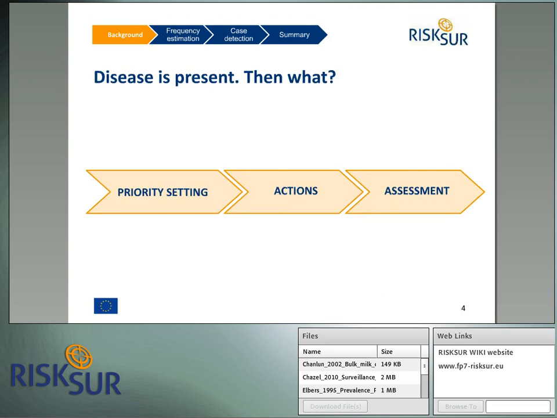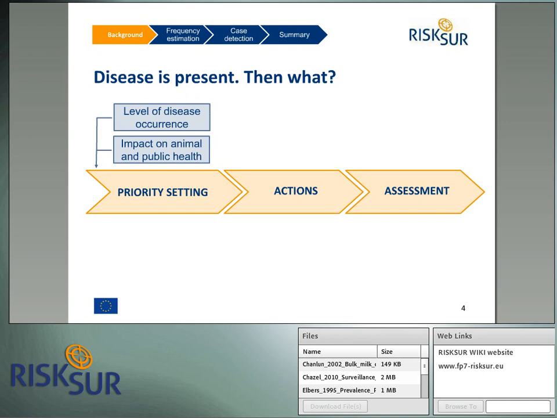When a disease is present in an animal population in a given area, there are several options to deal with it. To decide which is the most appropriate one, stakeholders refer to priority setting, which, beyond socioeconomic and political factors, is driven by the level of disease occurrence and the impact of such disease on animal and public health.